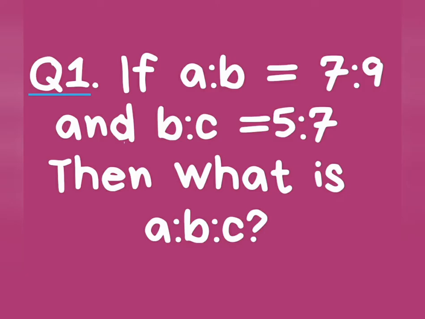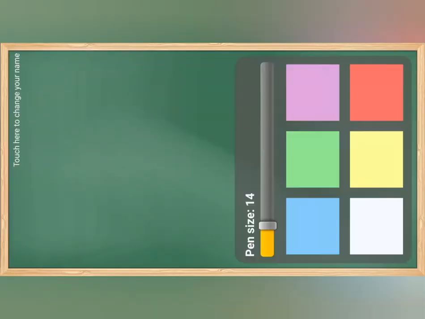Now, starting with a very basic question of a ratio. The question here is, if A is to B is 7:9 and B is to C is 5:7, you have to find out what is A ratio B ratio C. This question forms the basis of all the questions of ratio and proportion. So now I will explain to you a very short and simple solution to this question.